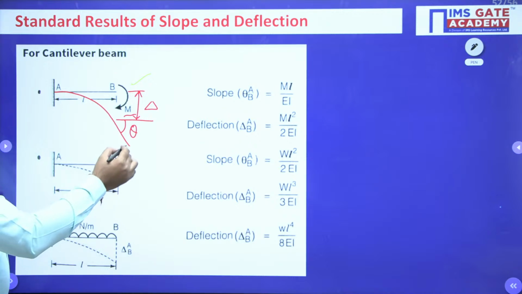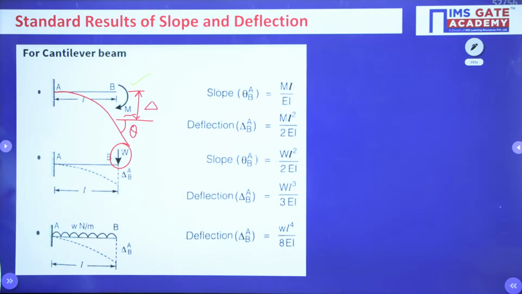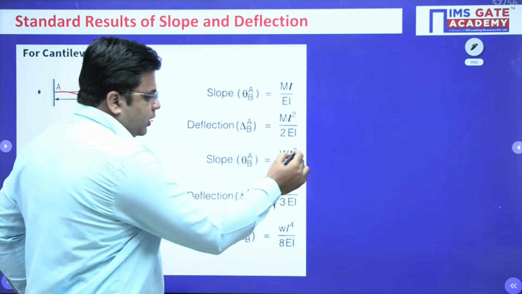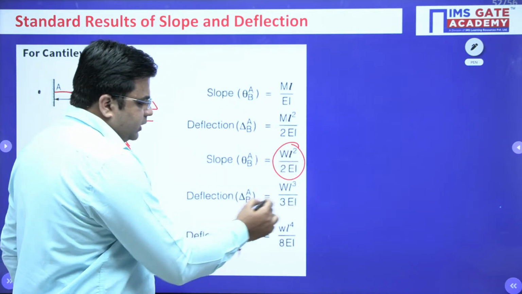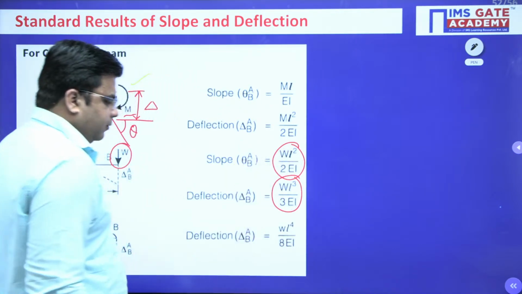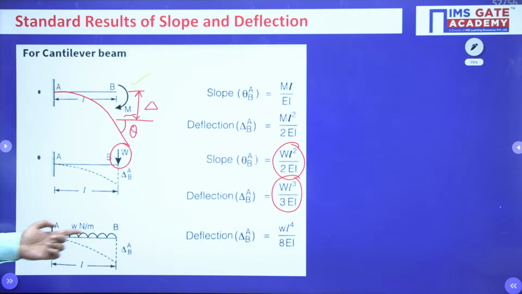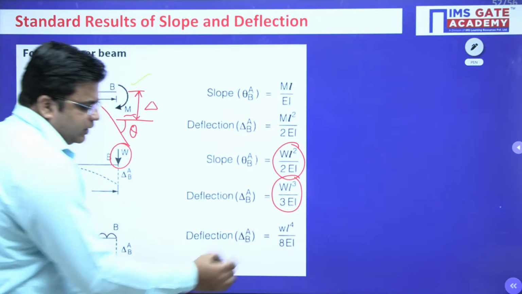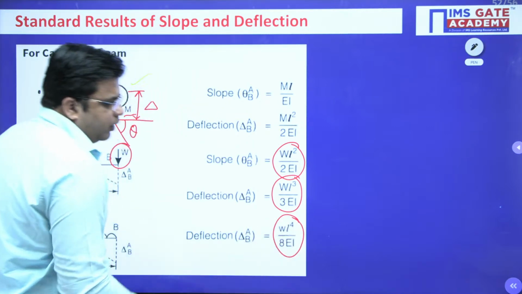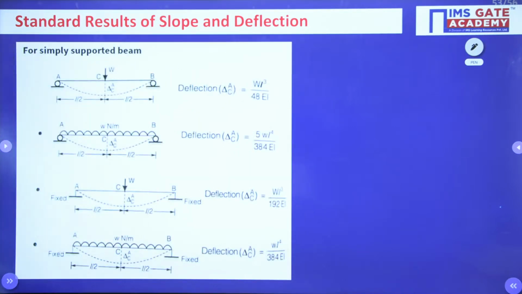Similarly, if you apply a point load at the free end, your theta B is WL square upon 2 EI and your deflection is WL cube upon 3 EI. If you apply a UDL, then this deflection is WL raised to power 4 upon 8 EI, right? So these are some of the standard results.